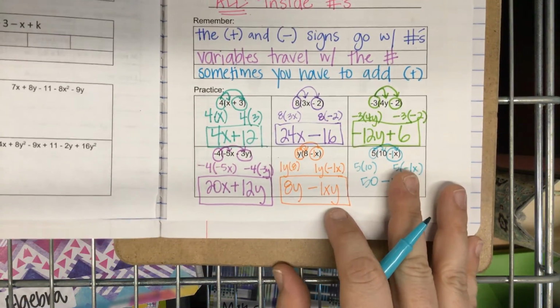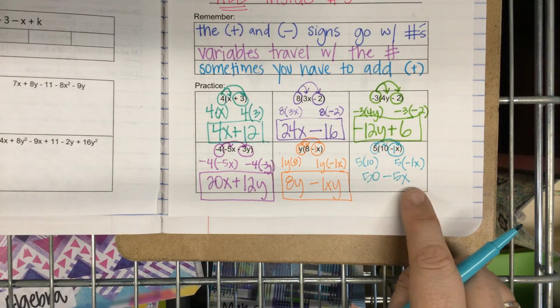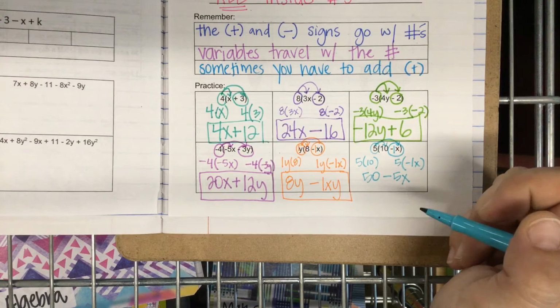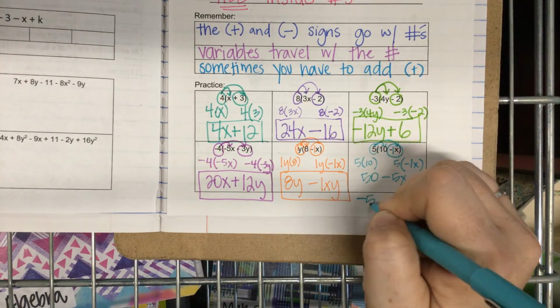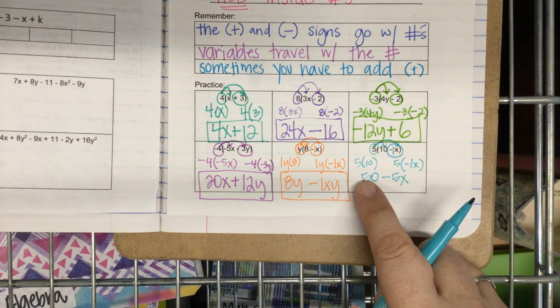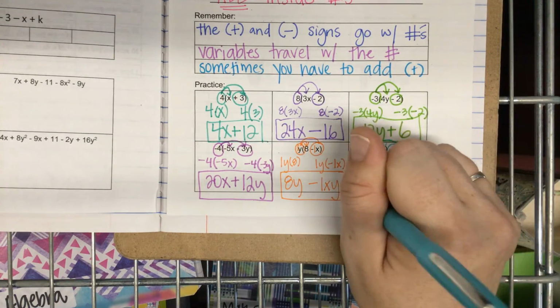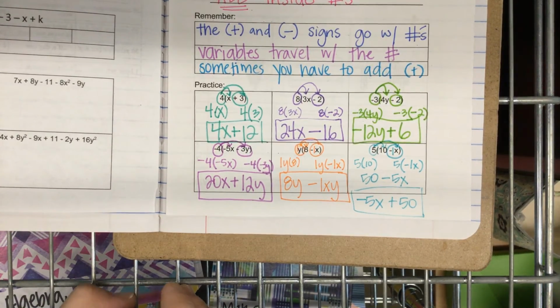Ladies and gentlemen, I'm going to tell you that eventually we're going to get to the point that you will not write this answer down. You will say, excuse me, Mrs. Long, your variable should go first. You should rewrite that as negative 5x. And what kind of 50? Positive 50. Are they the same answer though? They both work.